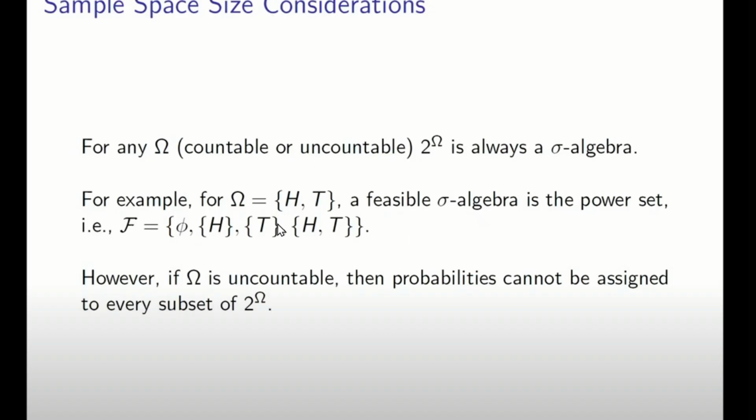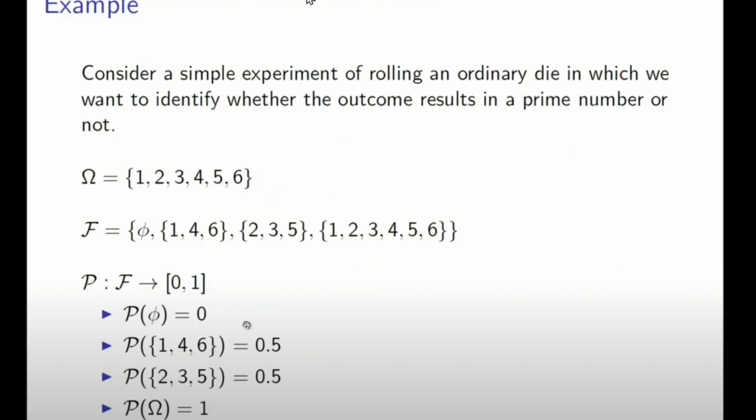F equal to the null set, head, tail, and head comma tail. These are the 4 possible outcomes of flipping a coin. But coming to the uncountable, we cannot assign probability to every subset of 2 power omega. Now we will look into an example.